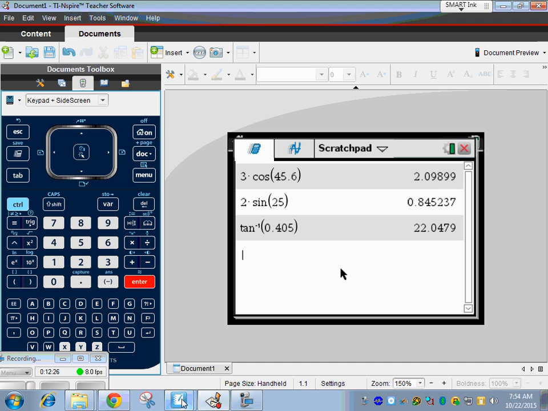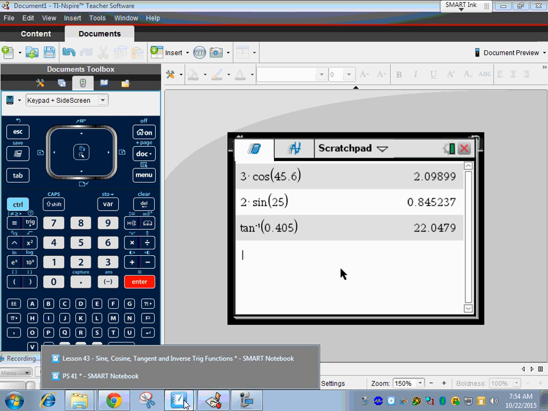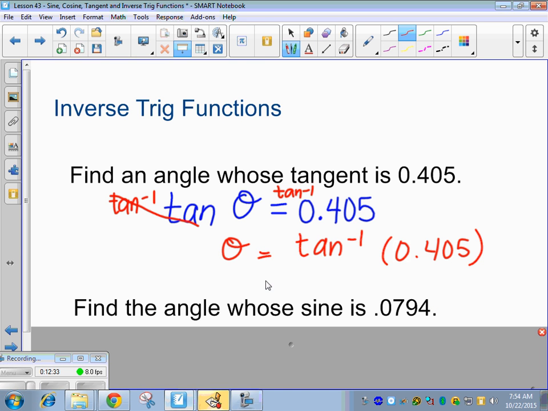So now I got 22.048, so we can round it correctly. So theta is equal to 22.048. And guess what we need on our answer? Good. This is where we need the degree sign when you solve for the angle.